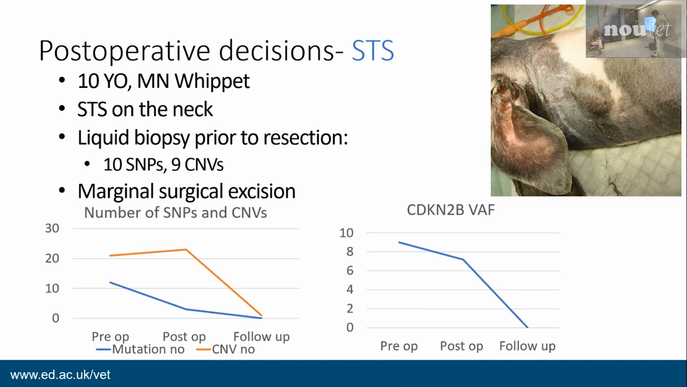And as you can see in here, we had one variant in CDKN2B that we could actually follow over time. But it's interesting, at the second time point, we found a mutation in PTGFR that could be targetable. So the dog was started on masitinib, and 6 months later, we couldn't find any mutations anymore. And the same with the CDKN2B.